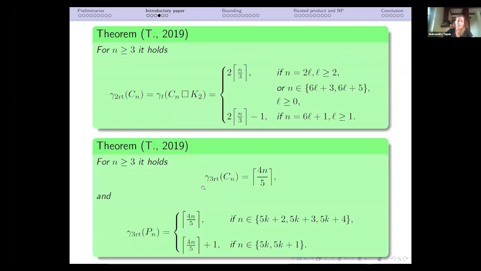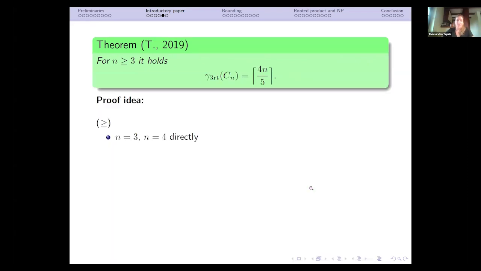But more interesting was the case of 3 rainbow total domination of cycles. And you can see here also a formula for paths, but let me just show you what is behind the proof for the cycles. For n equal to 3 and 4, the proof is direct, and if n is at least 5, then let f be a 3 rainbow total dominating function of Cn, and let us call the cardinality of this label the weight of f.